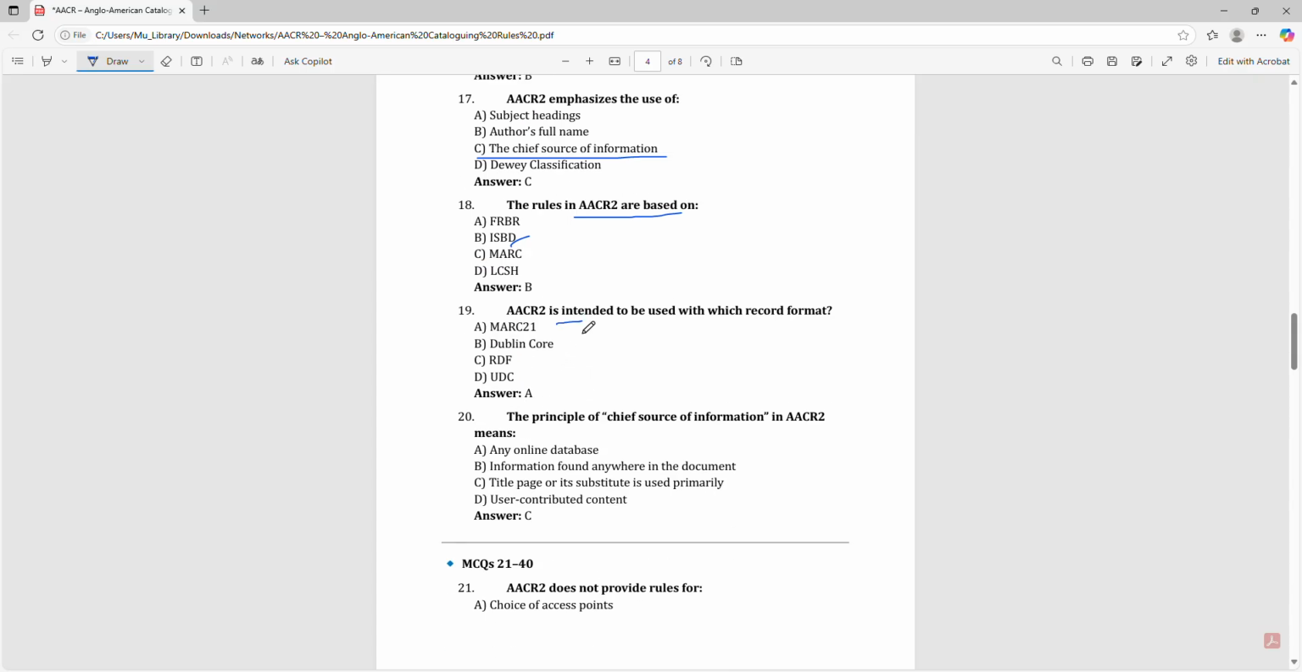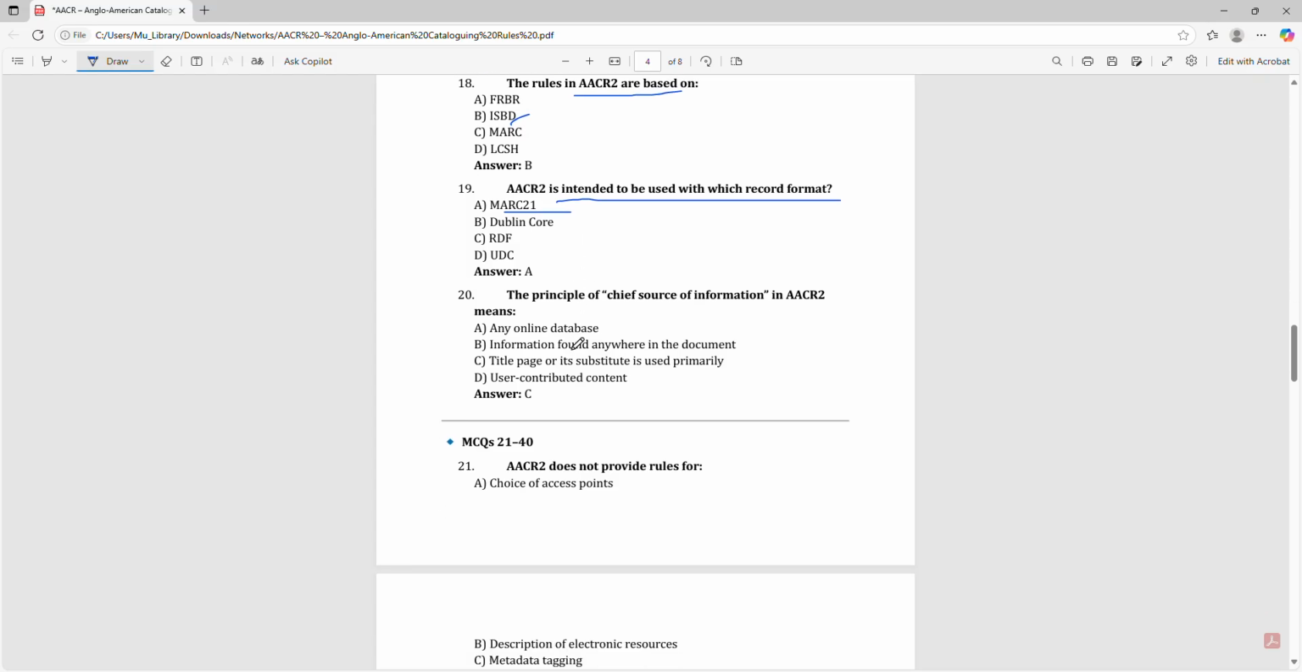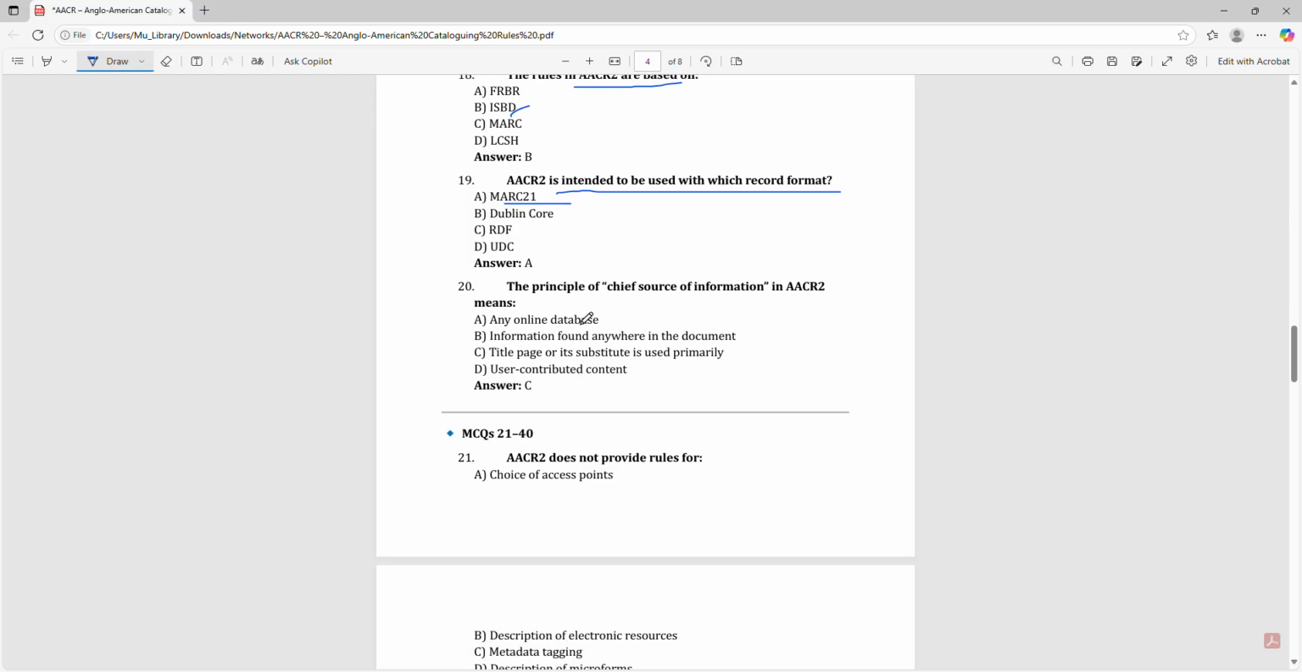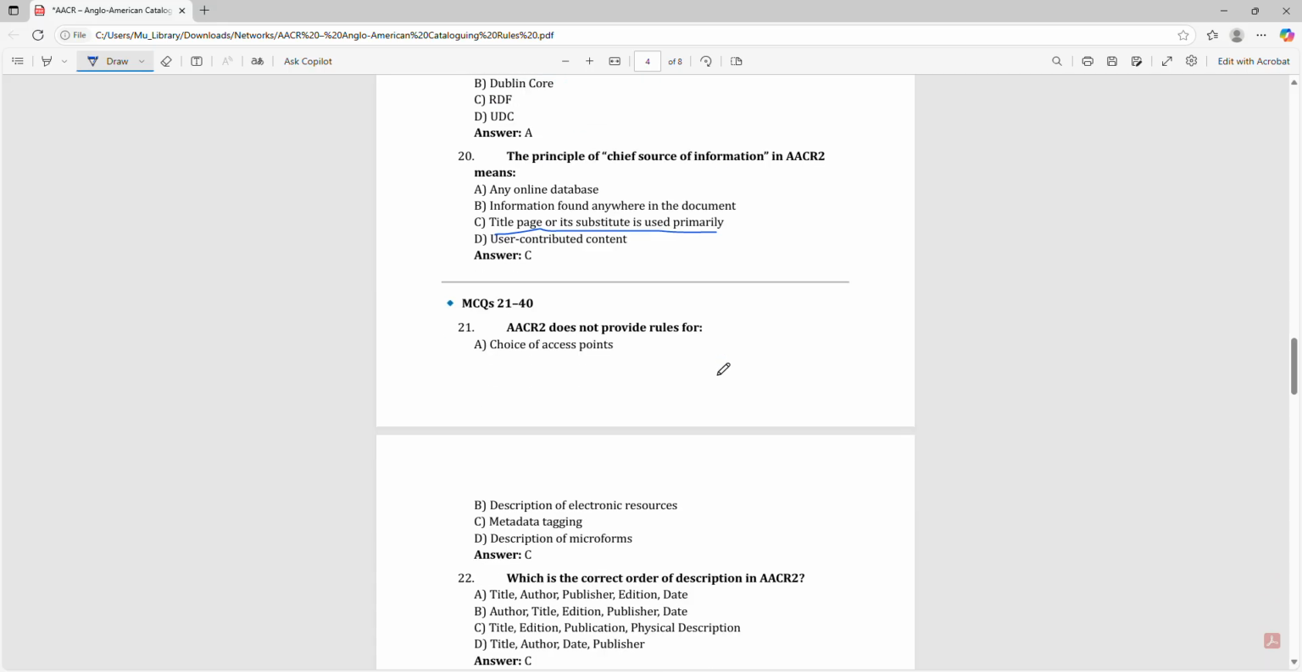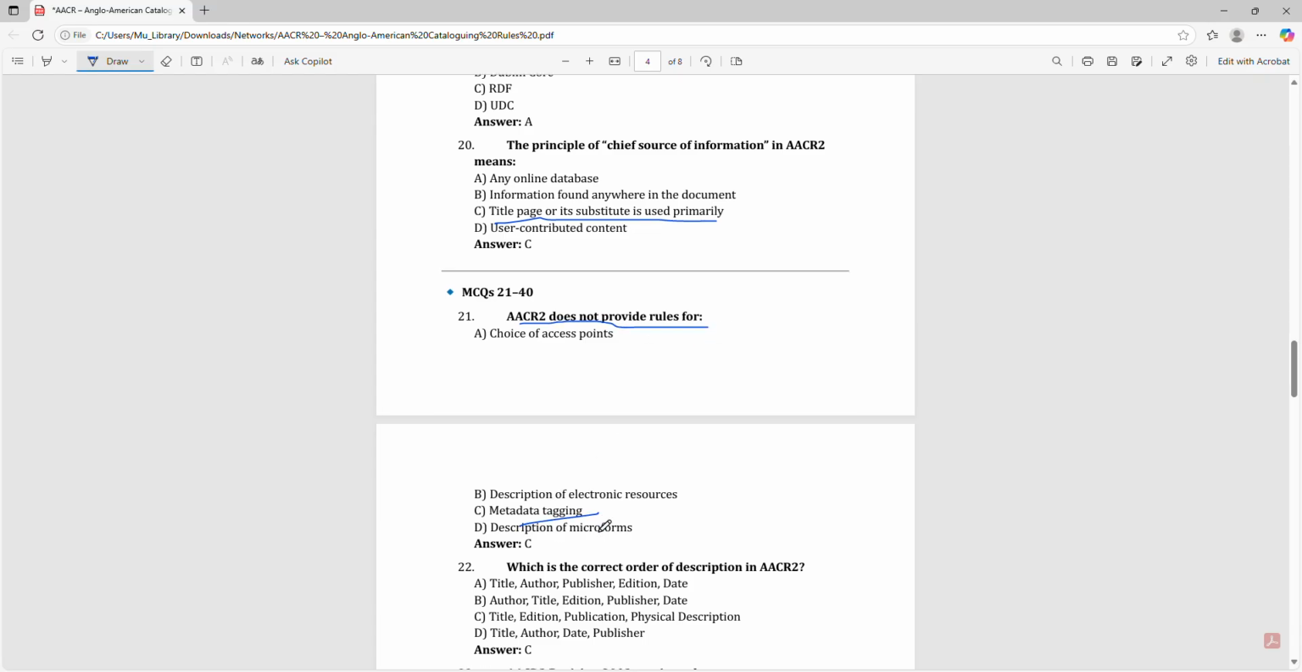AACR 2 is intended to be used with which record format? That is MARC 21. The principle of chief source of information in AACR 2 means the title page or its substitute is used primarily. AACR 2 does not provide rules for metadata tagging.